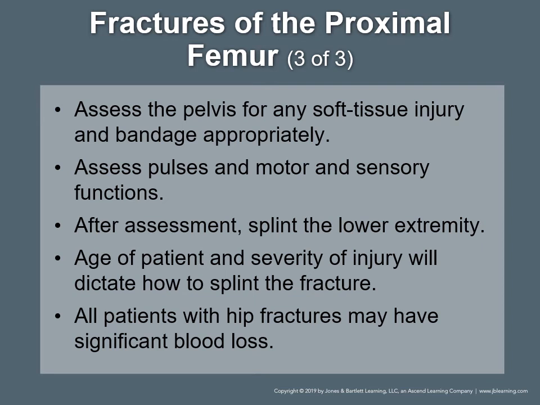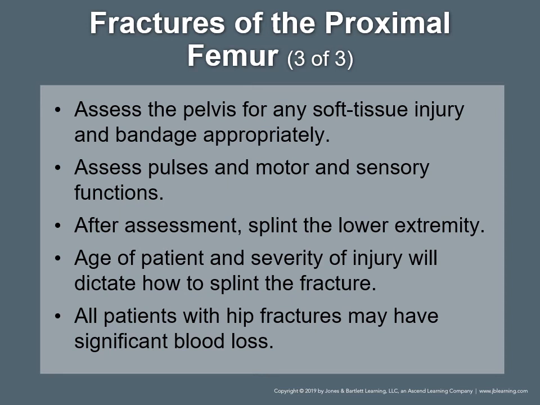Assess the pelvis for any soft tissue injury and bandage appropriately. Assess pulses and motor and sensory function, looking for signs of vascular and nerve damage. After assessment, splint the lower extremity of an elderly patient who has fallen and reports pain in the hip or knee, even if there is no deformity. Transport to the emergency department.